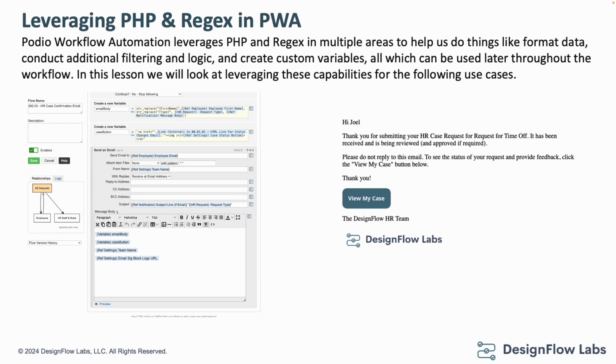So again, using some of the other lessons that we have, we can grab the first name, we can grab the information from the notification template. We can insert this nice looking HTML button that allows them to view their case status. And we can even dynamically update and change the team name and the logo and things like that, all very easily. So again, the possibilities leveraging PHP and Regex inside of Podio workflow automation are almost endless.